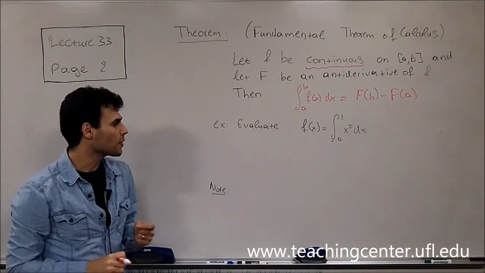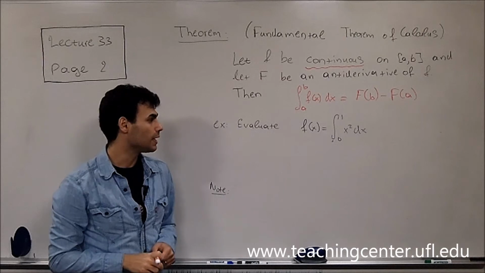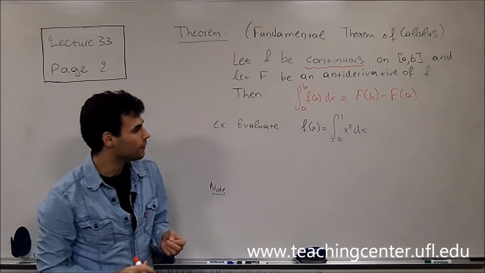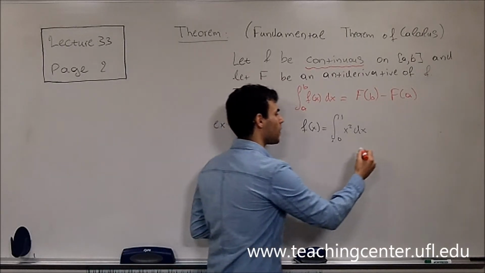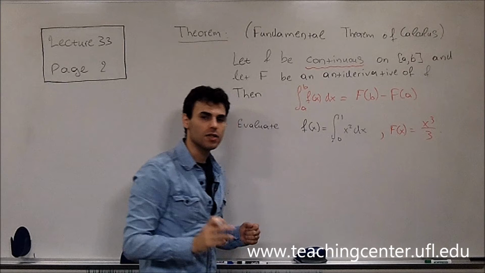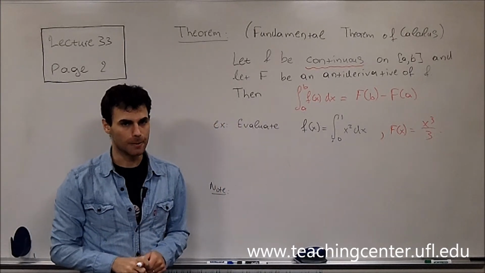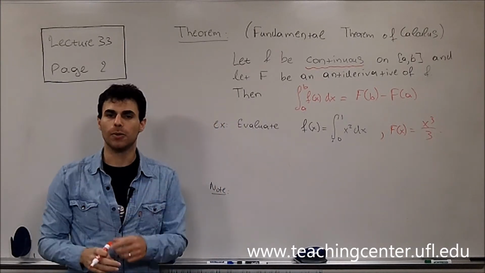Let's see an example. Suppose that we want to find the definite integral from 0 to 1 of x squared dx. The only thing we need is to find an antiderivative of x squared. And that, of course, is x cubed over 3. Notice that we need to take just one antiderivative, not all of them. So we don't really need the plus c here. Choose c equals 0, let's say.